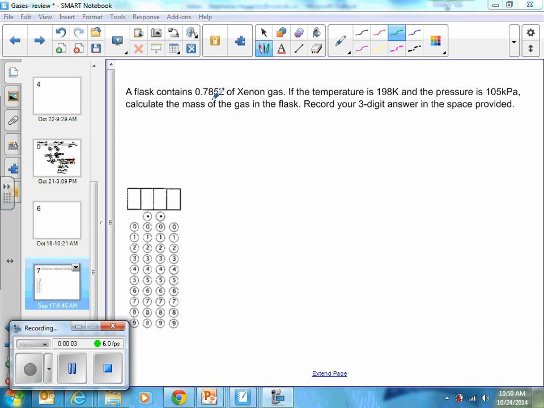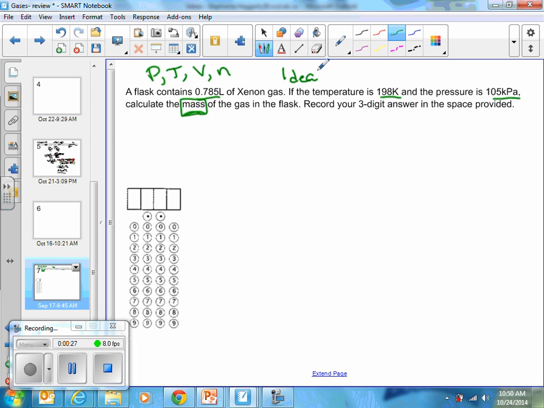For this question, we are given a volume of a gas, the temperature, pressure of 105, and we're asked to calculate the mass of a gas. So in this case, we have pressure, temperature, volume, and number of moles, which we can find from mass or vice versa. So all four variables are fluctuating. In this case, we're dealing with the ideal gas law.